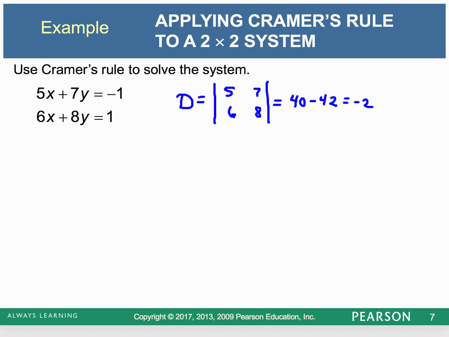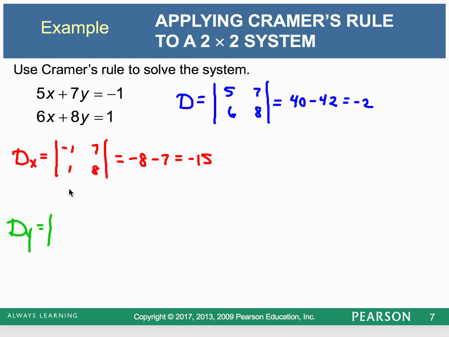All right, so now I'm going to find D sub x. That means I'm going to replace my x coefficients with the answers. The y's are going to stay the same. Negative 8 minus 7, negative 15. And then I'm going to find D sub y, which means I'm going to replace the y's with the answers. The x's will stay the same.